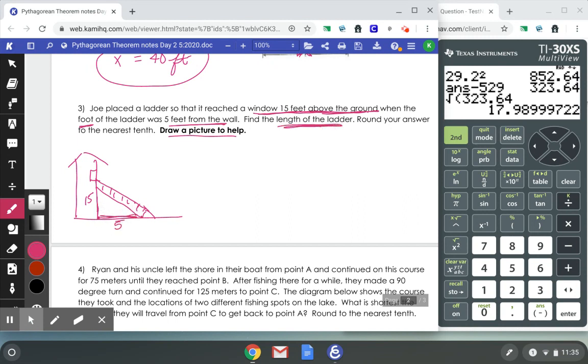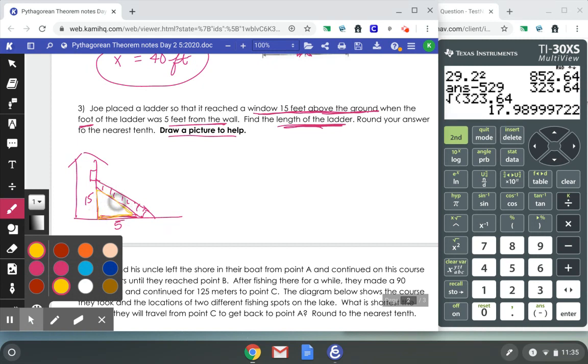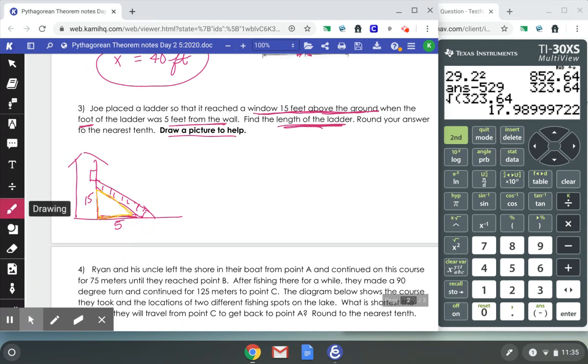Find the length of the ladder. And my labeling makes sense because it's telling me to find the length of the ladder. And in my diagram, I see a right triangle here, and the only piece that is missing is this side, which is the ladder side. That's what I'm looking for, that length of that ladder. Okay, so I'm going to use the Pythagorean theorem.